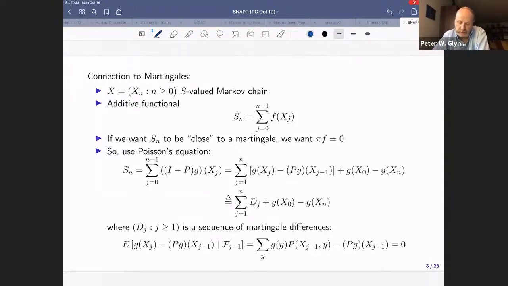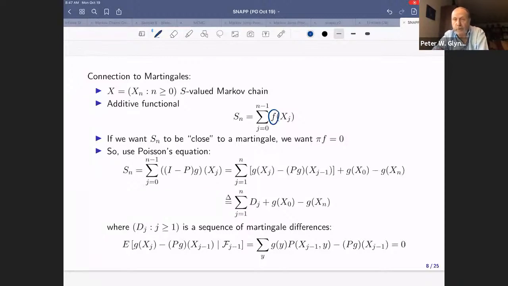Now, if we want to represent such an additive functional, or such a cumulative reward or cumulative cost, as a martingale: martingales have constant expectation over time, which suggests that if we want Sn to be close to a martingale, we're going to need to demand that the function f is already centered at its equilibrium expectation, so that pi f is equal to 0. So let's imagine now that we've centered this function f to have pi f equal to 0.